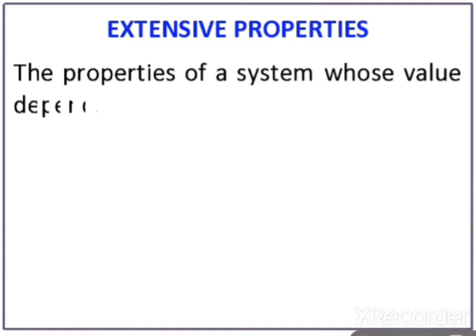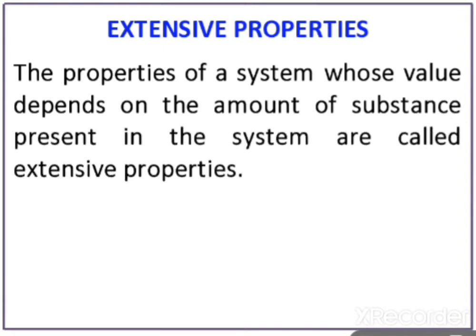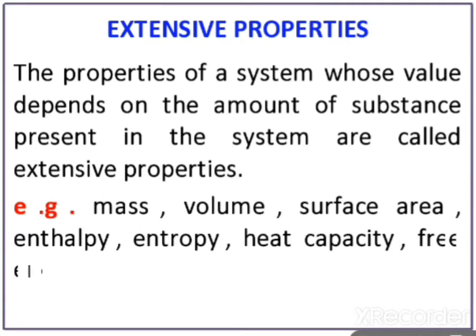Now we will see extensive properties. Extensive properties are the properties of a system whose value depends on the amount of substance present in the system. Very simple, take mass. Take a beaker, and in the beaker add 1 gram of any substance, say 1 gram of sodium chloride or 1 gram of sugar, whatever you want to take. So in that beaker the mass is 1 gram.